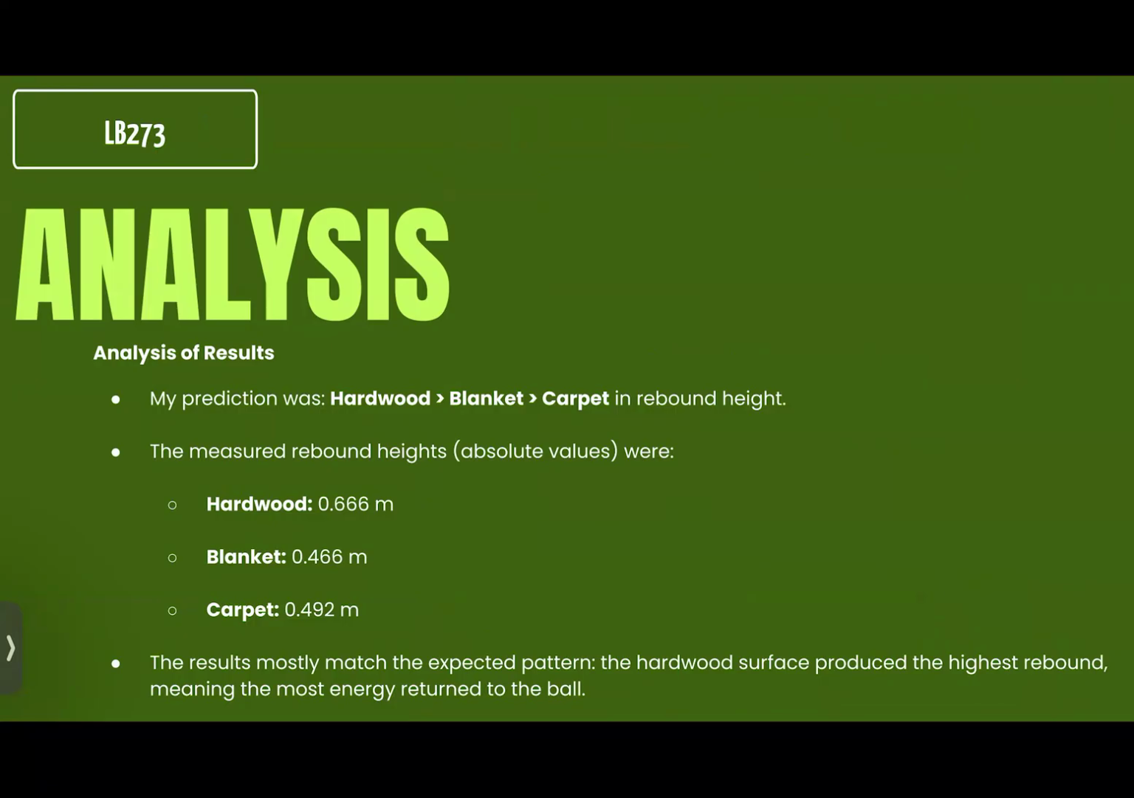For analysis, my prediction was mostly correct. The hardwood was above the carpet, which was above the blanket. The only small surprise was that carpet bounced slightly higher than the blanket, but the difference was very small, just a few centimeters, so it's likely within the measure of uncertainty.